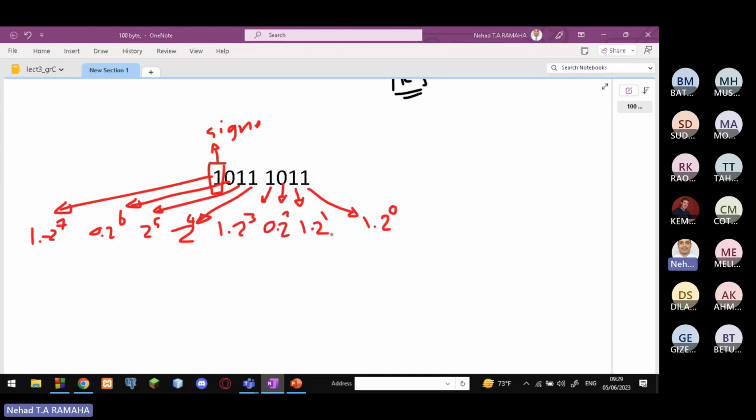Okay, so this is 1, 2, 0, 8, 16, 32, 0, because 0 multiplied by 64, so 128 minus. Add them.